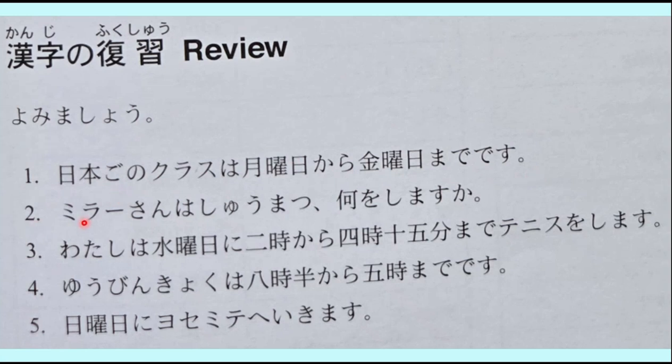Next is Mira-san wa shumatsu nani o shimasu ka? Nani o shimasu ka? That means, Mr. Miller, what are you going to do this weekend? Shumatsu means weekend. Nani o shimasu ka? Shimasu ka means what are you going to do? Number 3. Try to read number 3 now. I will give you some time. Just try to read.